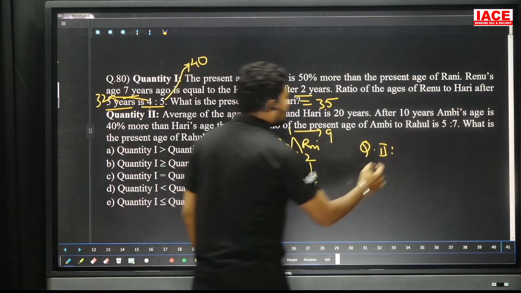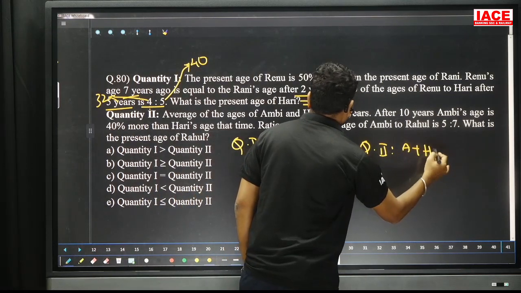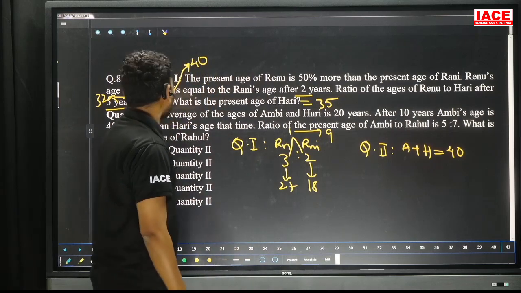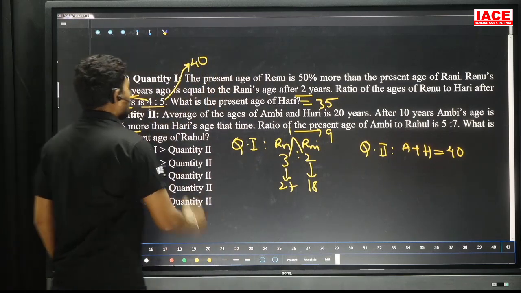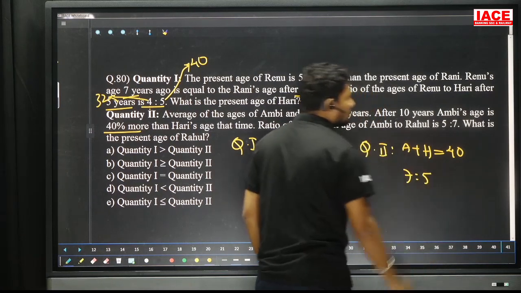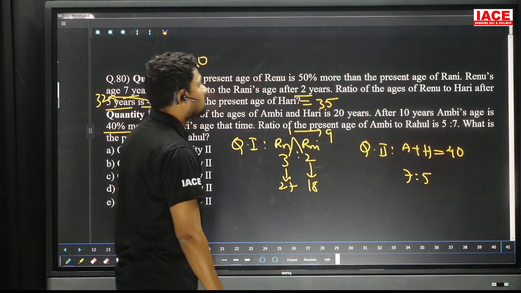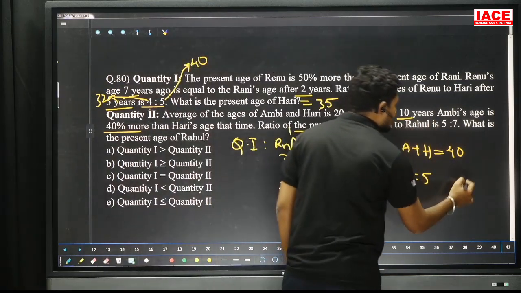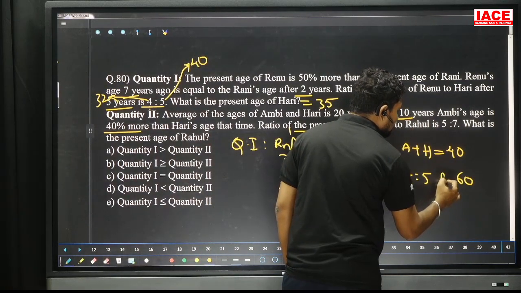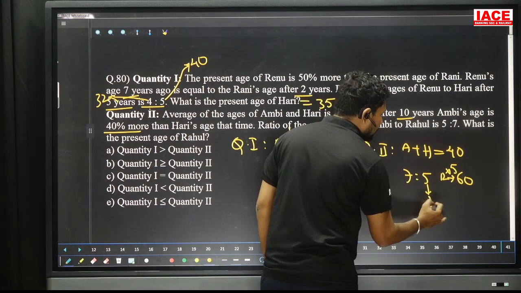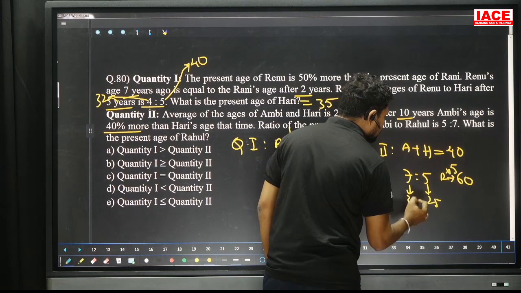And coming to quantity 2, we should calculate the average of the ages of Abhi and Hari, which is 20 years. Abhi and Hari's average is 20 years, meaning the present sum is 40. Then after 10 years, Abhi's age is 40% more than Hari's age. So 40% more means we should write 7:5, 140 is to 100. 7 plus 5 is equal to 12 parts. But this is after 10 years, so the sum is 60. 12 parts is equal to 60, so 1 part is equal to 5. And it is 25 years and it is 35 years.